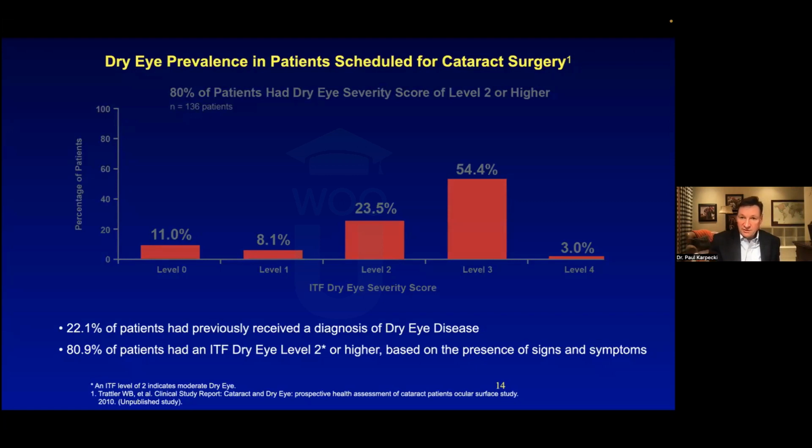54% had level 3 dry eye. That is confluent, central, patchy, major staining. Level 4 is the whole cornea, probably more neurotrophic keratitis. Level 2, which is again significant corneal staining, even confluent in areas, is 23.5%. Level 1 is just a few little areas, was 8.1%, and 0 was only 11. So here's the interesting thing. 81% had some significant level 2 or higher dry eye disease diagnosis.